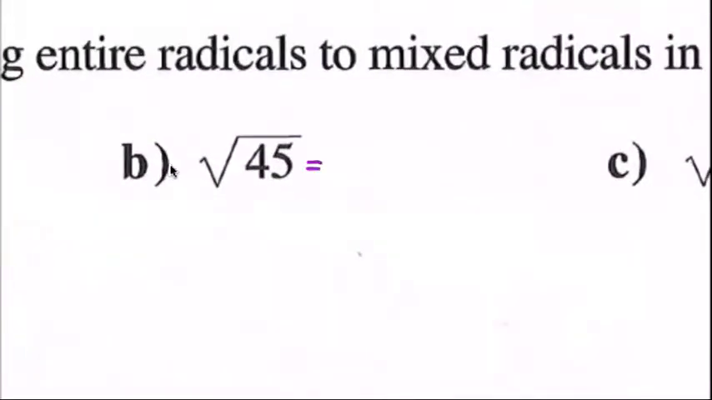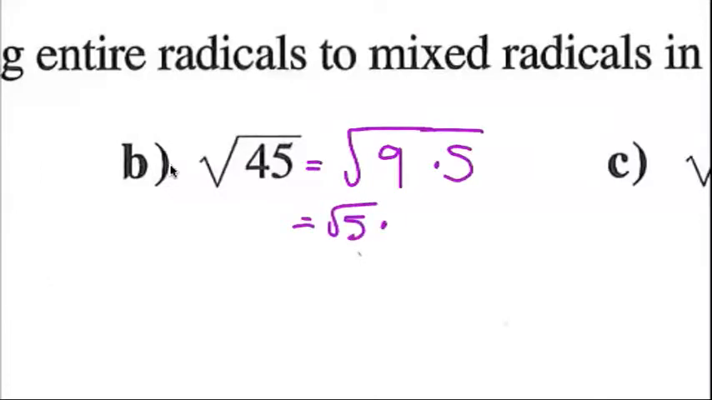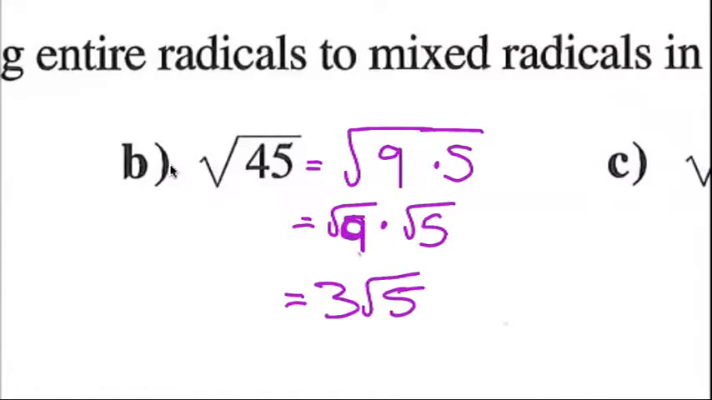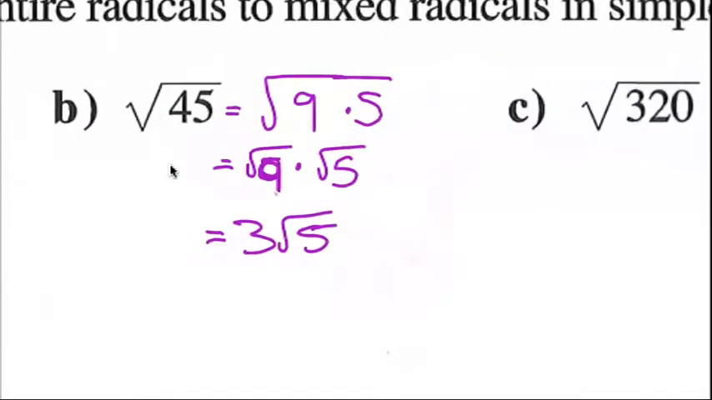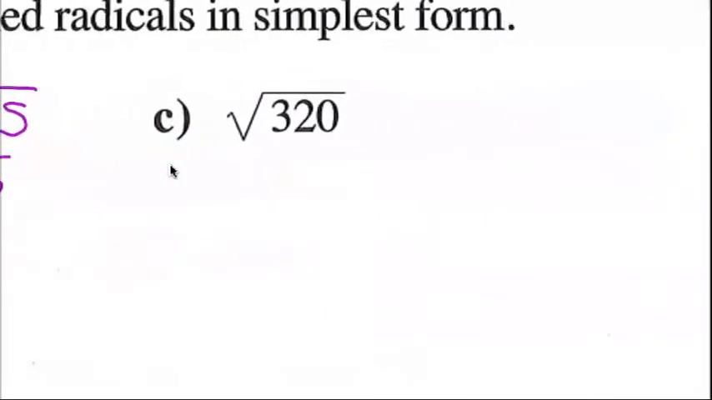45. The square root of 45 is the square root of 9 times the square root of 5. The square root of 9 is 3, which gives 3 square root 5. And you know what, I'll do 320. It's bigger. I'll do 320 using prime factorization. It's harder to see. With 45, it's easy to see what the perfect square is that goes into it, but with 320, it's a little tougher.